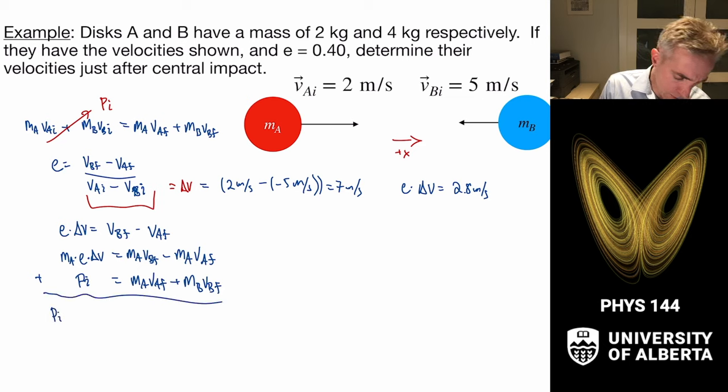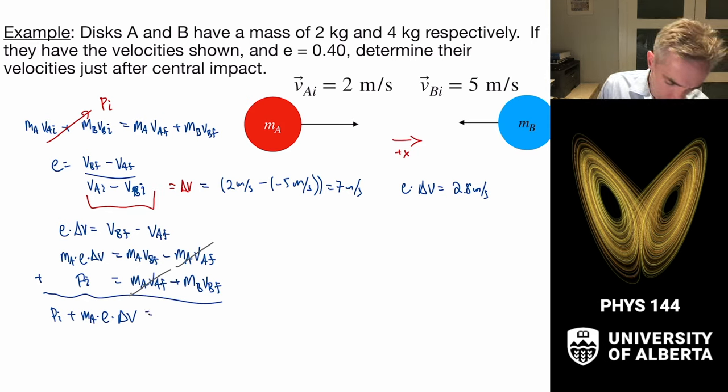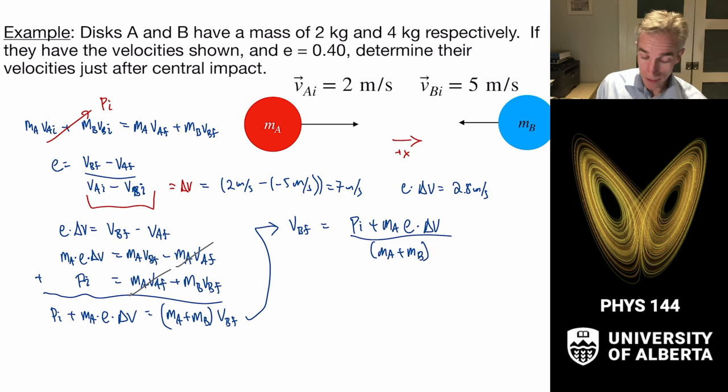I'm going to take these two equations and add them. So I have my initial momentum plus MA times E times delta V, and MA VA final cancels with the negative MA VA final. We are left with MA plus MB times VB final, so I can solve for VB final, which is PI plus MA E delta V all over MA plus MB. Everything on the right-hand side I can just calculate.